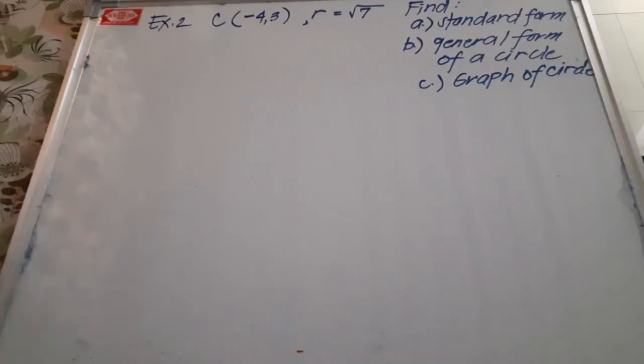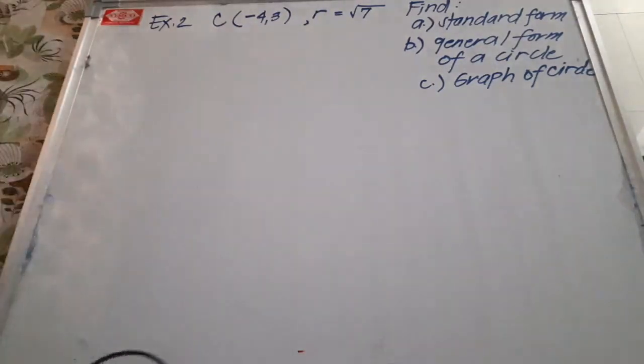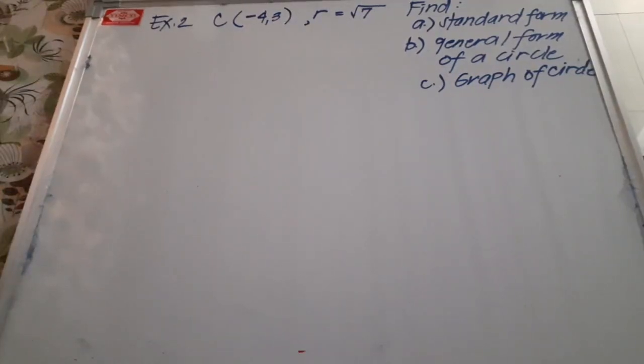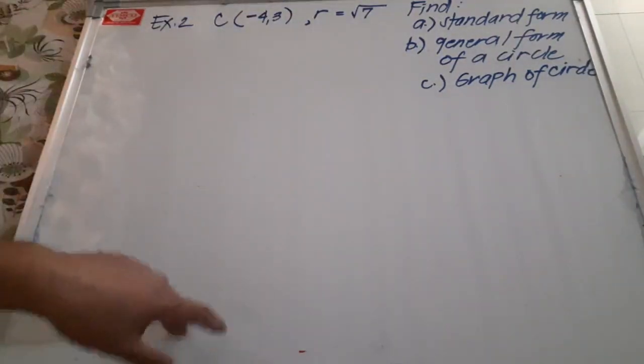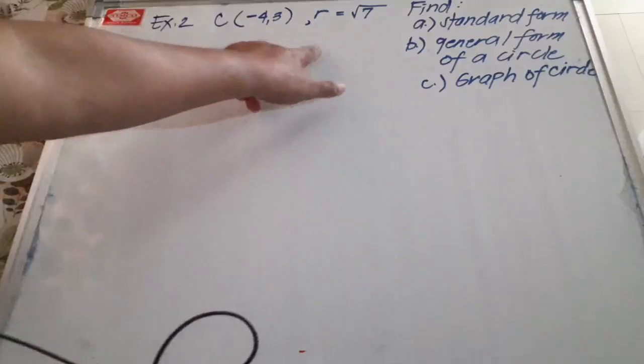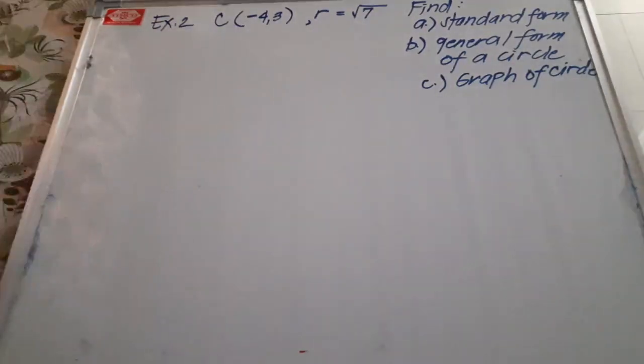Yung first example, ang center ng circle nasa origin, whereas dito sa example number 2, ang center ay negative 4, 3. Paano natin makukuha ang standard form at general form of a circle or equations of the circle with these two given conditions of a circle?